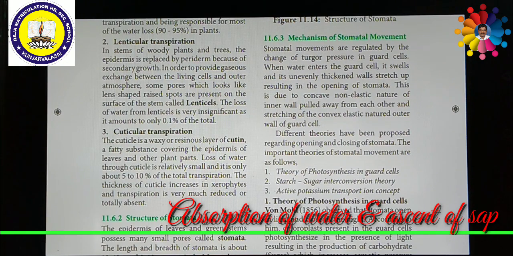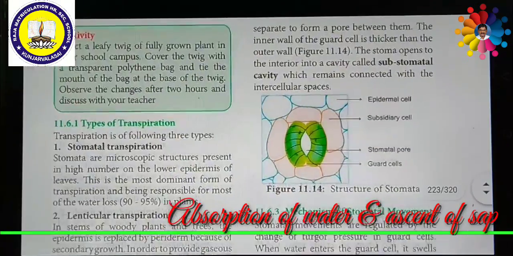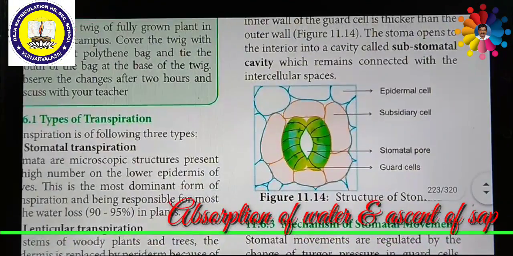How does transpiration take place through stomata? In order to understand stomatal transpiration, we should understand the structure of stomata. So this is the structure of stomata. This picture will help us to understand the stomata. If we see the structure of the leaf, it is dorsiventral. That means there is an upper side of the leaf and a dorsal side of the leaf.